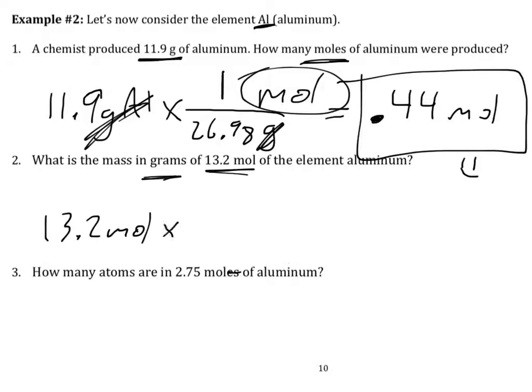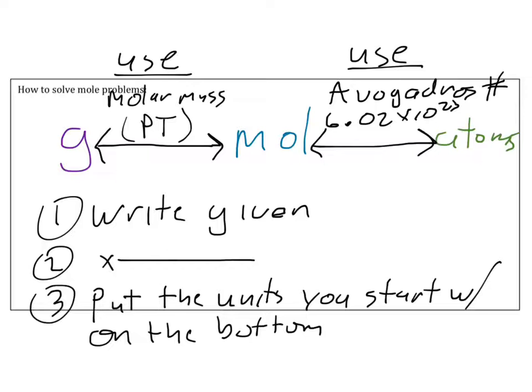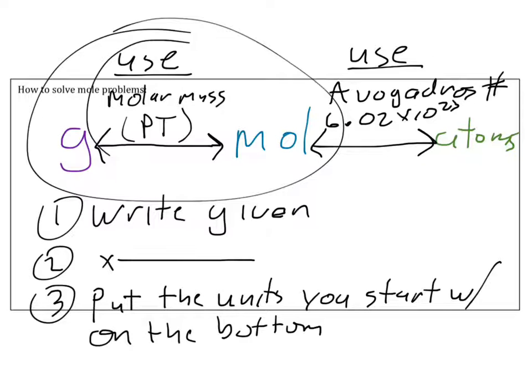So step 1, write what you have. Then you multiply by a fraction. The units you start with go on the bottom. And we're going from moles to grams. If we take a look at our flow chart, again, we're going between grams and moles. So what do we use?